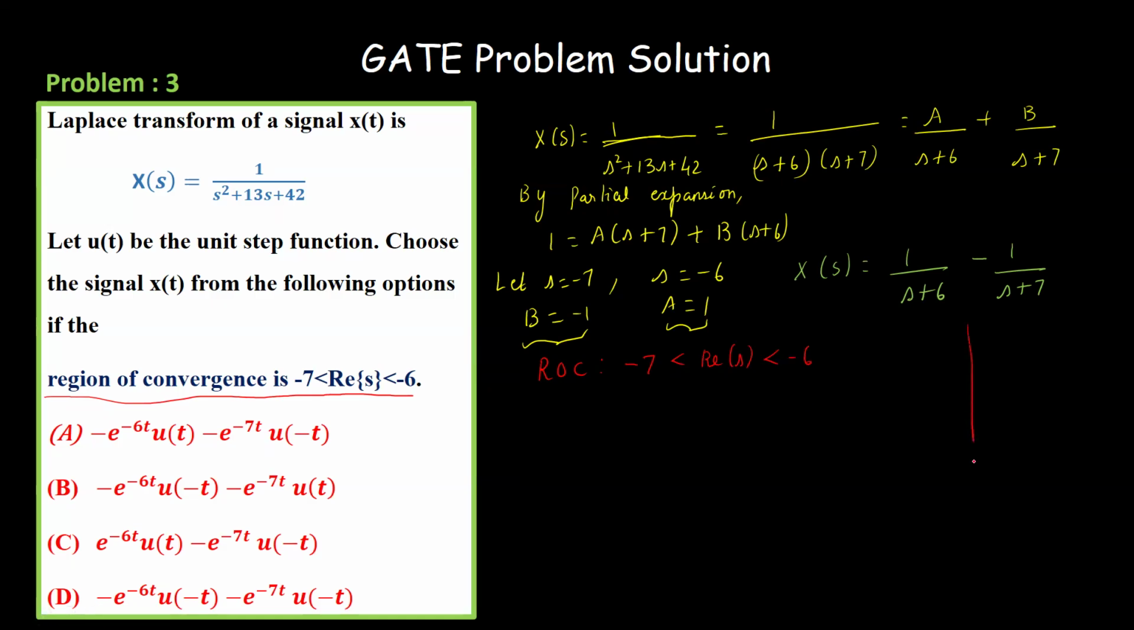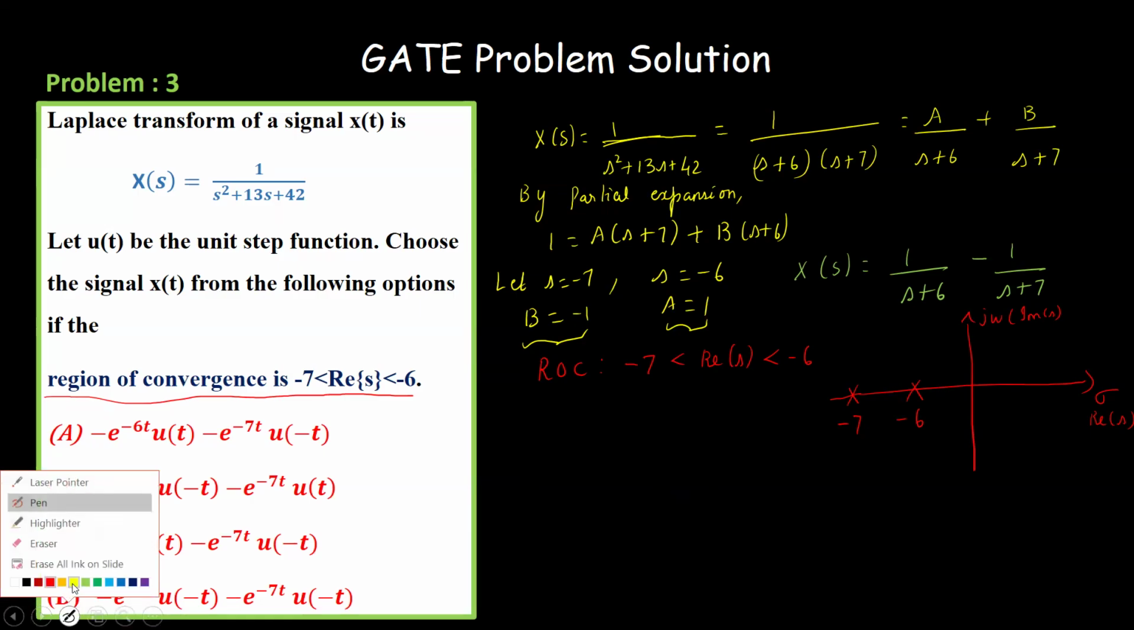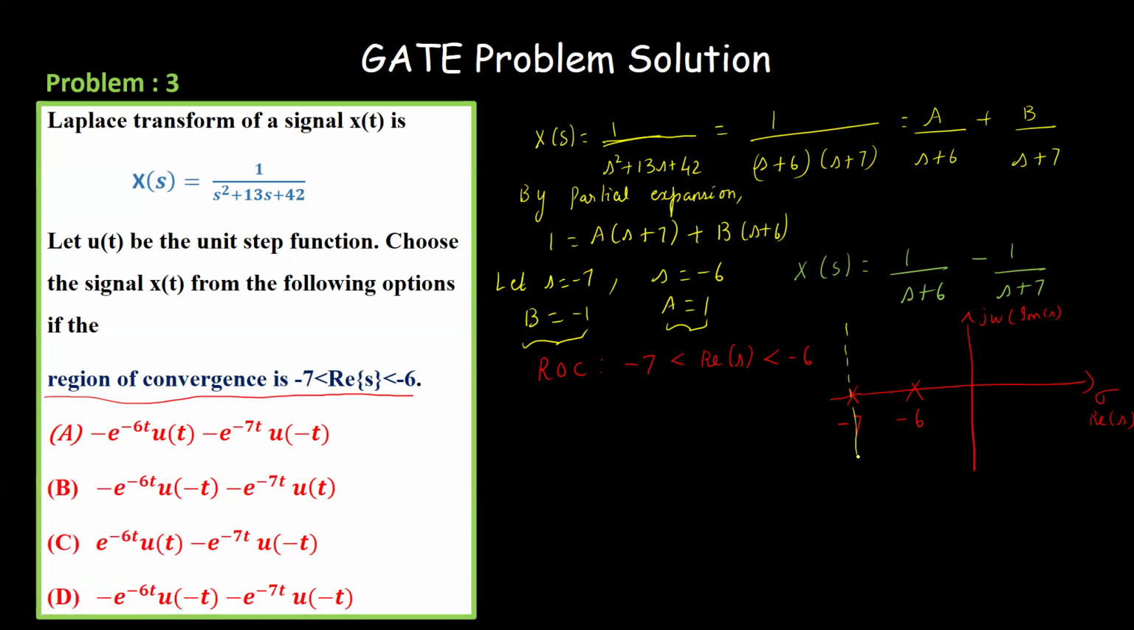So let me draw the s-plane. This is sigma, the real part of s, and this is j omega, the imaginary part of s. Okay. See here, we have the poles -6 and -7. I am taking this as -6 and this as -7. Now the ROC is between the poles -6 and -7. So the region is like this. It is lying between -6 and -7. So this is the ROC.